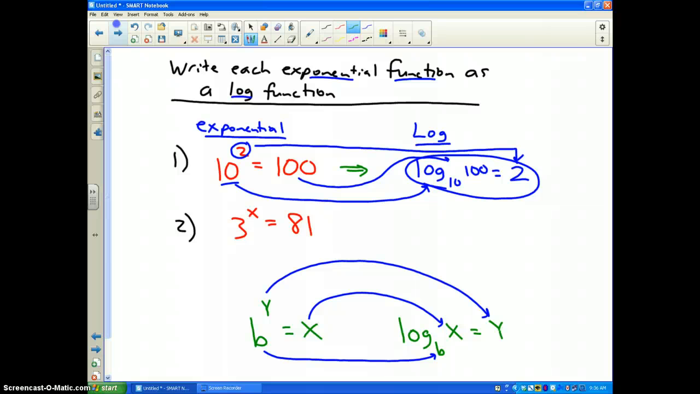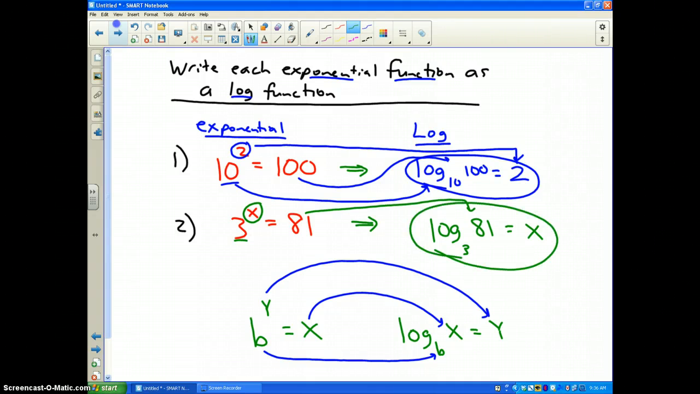All right, here we go. If I'm going to write this as a log function, I put the word log in there. 3 is my base. That's my little number, my subscript right there. X becomes my answer. My exponent is my answer. That's what I'm trying to figure out. And then 81 is the big number that goes right here. And there you go. That's how you convert exponential functions to log functions.